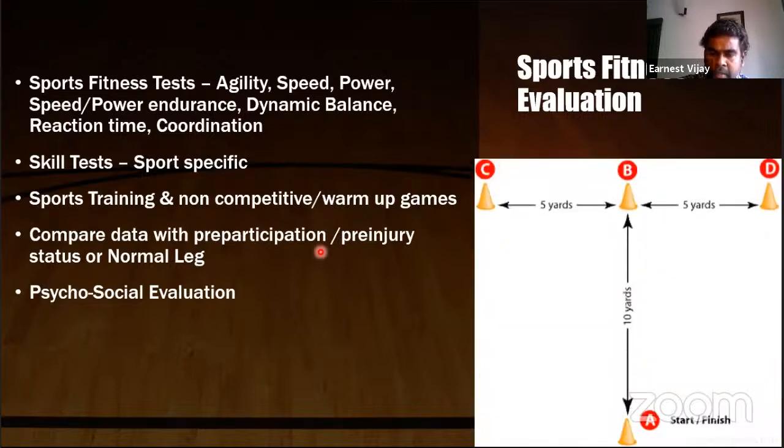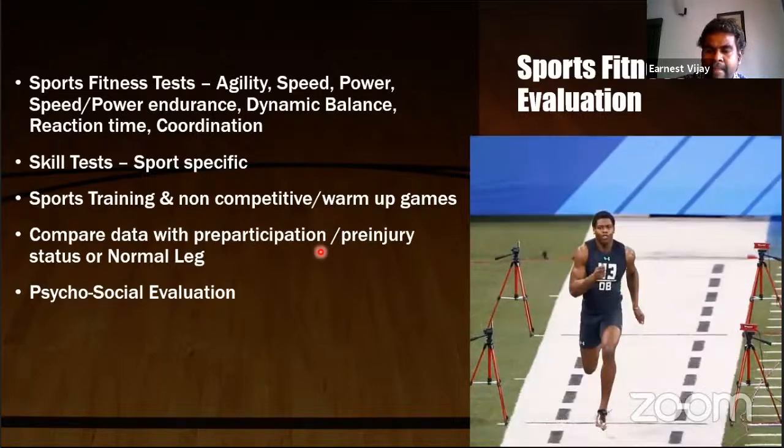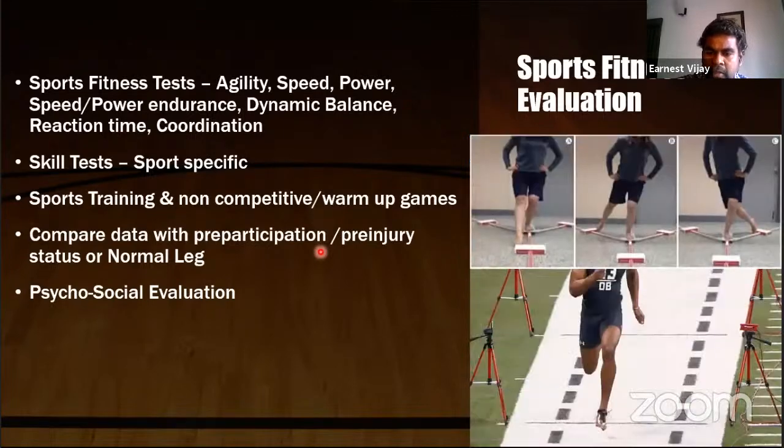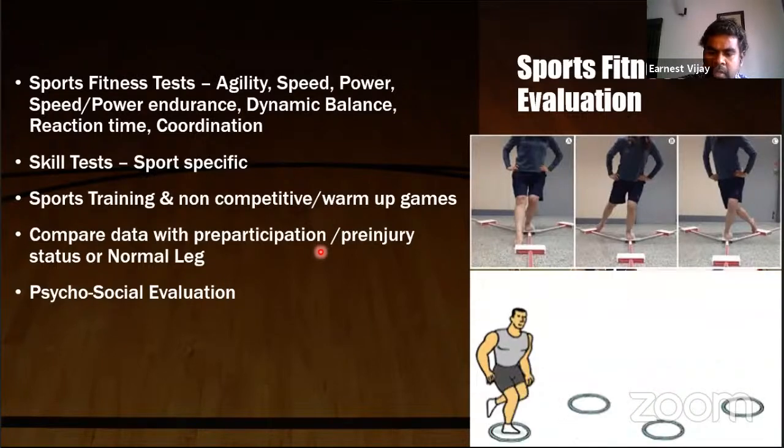This is a simple slide that you see for an agility test that we do, a T test. This is a 40-yard dash to check for speed. This is a Y balance test where the athlete is moving the leg to the front, right lateral, and across. And this is simple agility testing, or you do sports-specific testing. So that is what you do for your athletes.